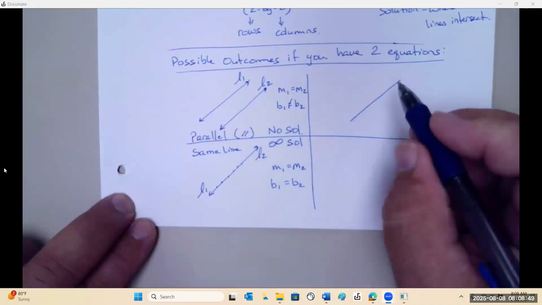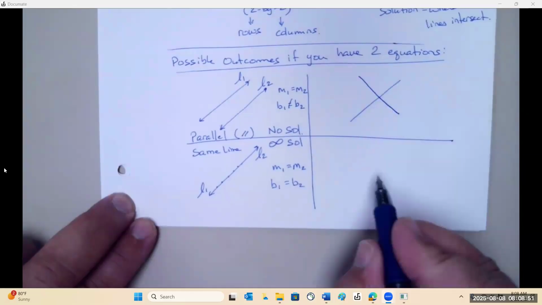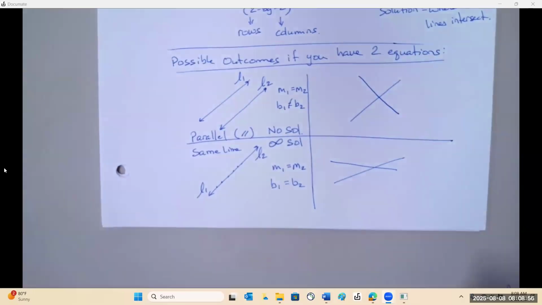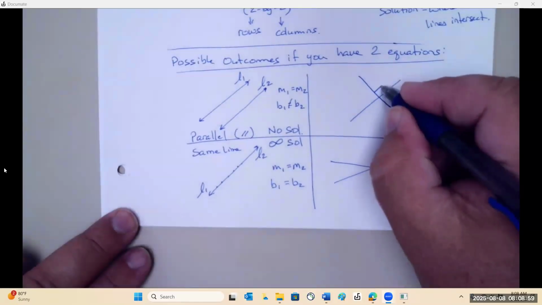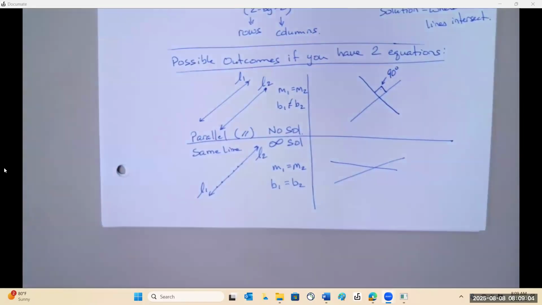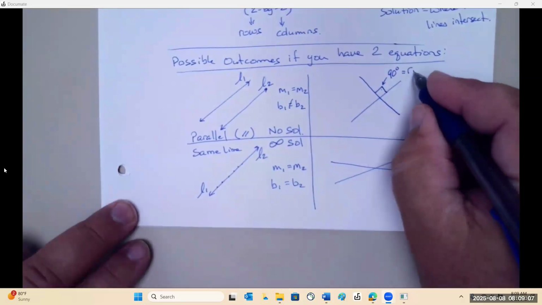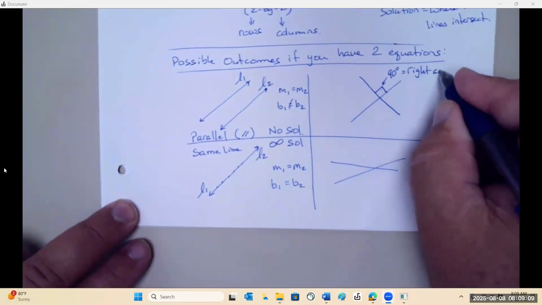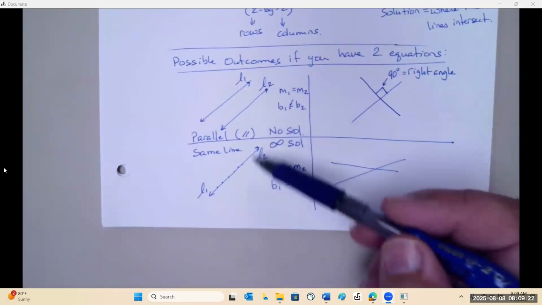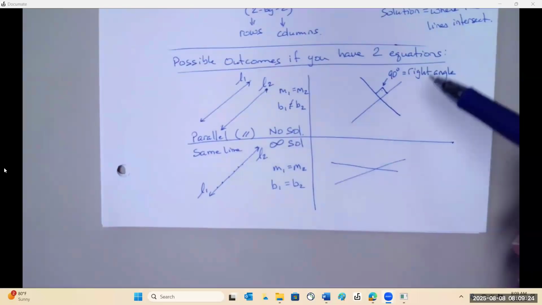Now, if the slopes are different, these two things can happen. Where that means 90 degrees. It's a right angle. Whenever anybody says right angle, that means 90 degrees, like the corner of a room. So if the slopes are the same, it's got to be one of these two. If the slopes are different, it's got to be one of these two.